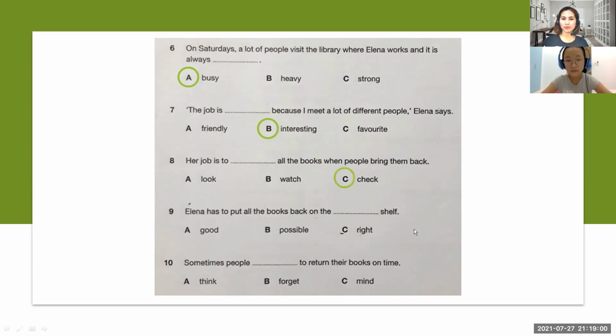Number nine. Elena has to put all the books back on the right shelf. Yes, shelf. Okay. Put them back to the right shelf. Number 10. Sometimes people forget to return their books on time. Very good. So you can already identify the missing word. So I think this is related to the task where there are no choices. If you need an adjective, a word that describes, like interesting. Interesting is an adjective. Okay.